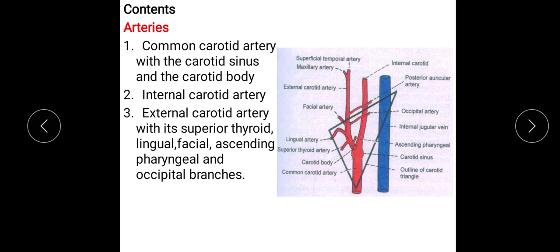The branches of the external carotid artery in the carotid triangle are the superior thyroid artery, the ascending pharyngeal artery, the occipital artery, and the lingual artery. And this one is the facial artery in the carotid triangle. These five branches of the external carotid artery are in the carotid triangle.